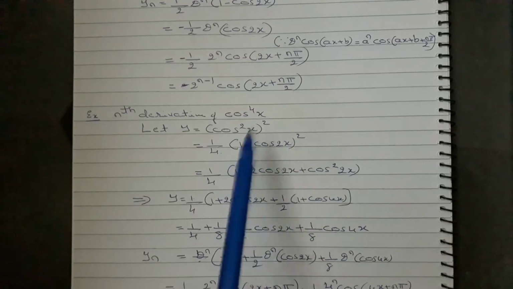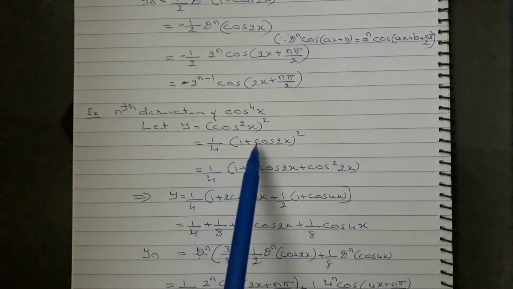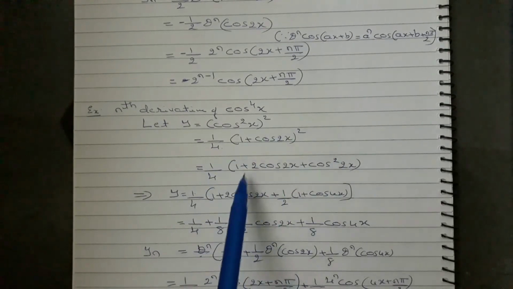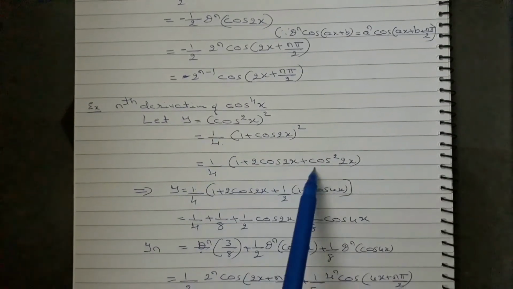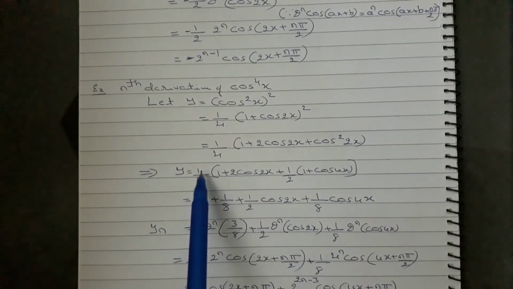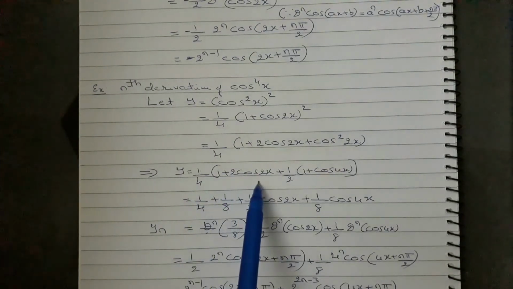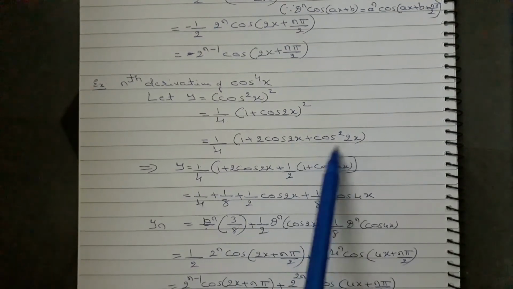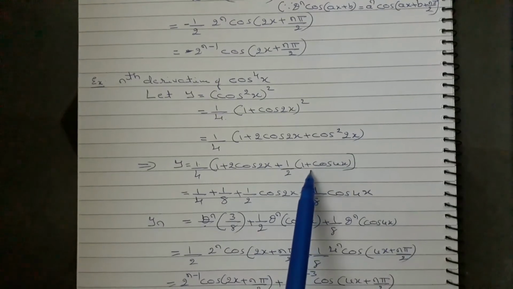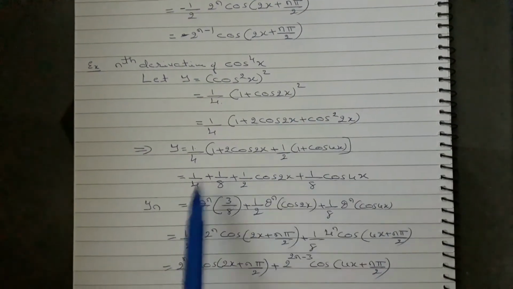So it will become 1 by 4, (1 plus cos 2x) raised to 2. Expand this one: 1 plus 2 cos 2x plus cos square 2x. So now we have 1 by 4 of (1 plus 2 cos 2x plus cos square 2x), and because we can't find the nth derivative of cos square 2x directly, we write this as (1 plus cos 4x) divided by 2.